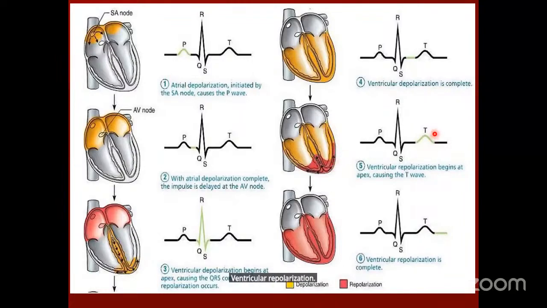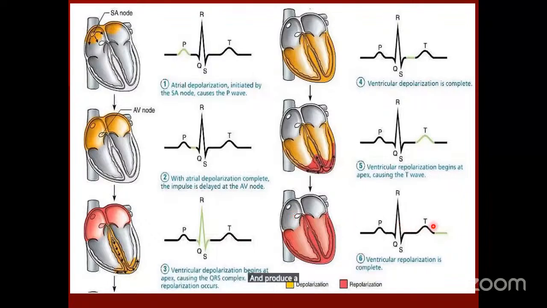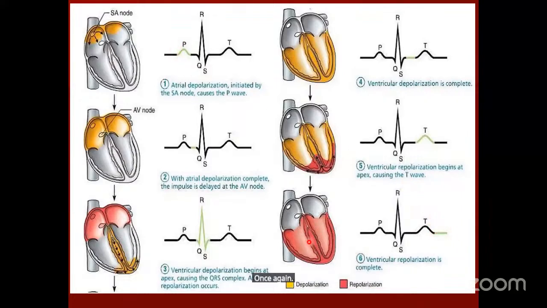After the ventricular repolarization, the entire ventricles are repolarized. Now it is time for the sinus node impulse to produce the next impulse and produce a P wave. So the gap between the end of repolarization and the beginning of the next atrial depolarization is called the TP segment. Once again, it is a line because no ionic movements are happening here.